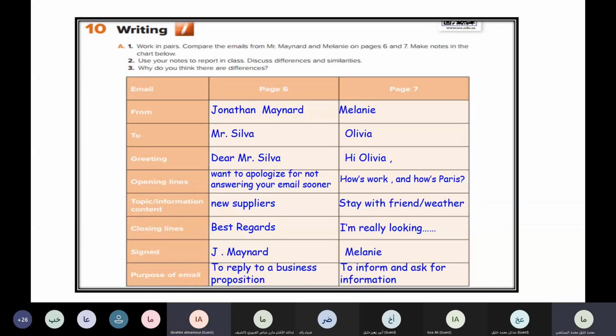You can take a screenshot. Now let's move to the next. On page 14, again, try to fill in your chart quickly. Move to the email on page 15.